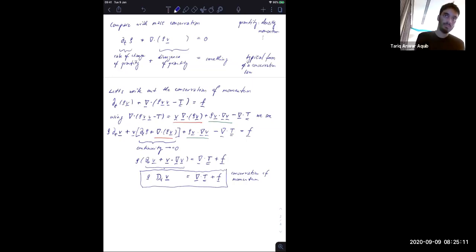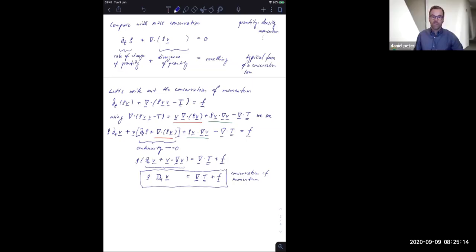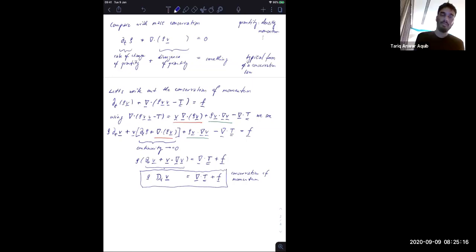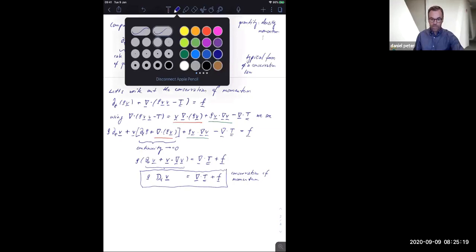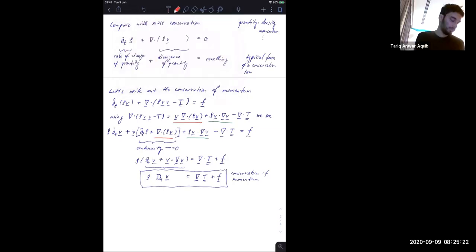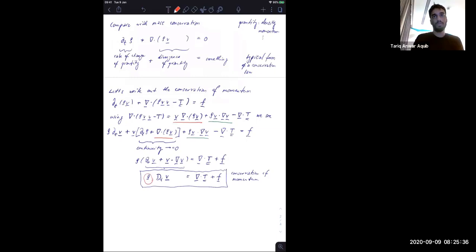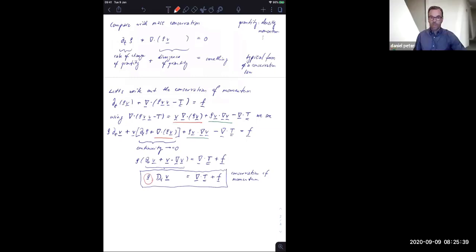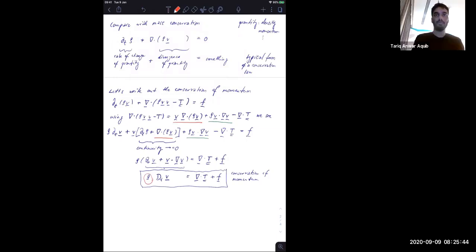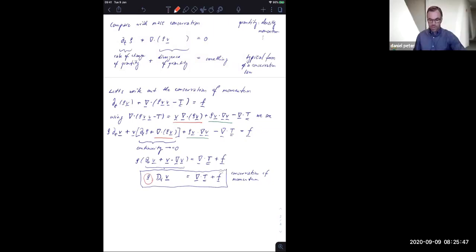Or which ones are the knowns? Let's start with the ones we can set. Density is known. So this thing here is known. This is V, the velocity, which is unknown. T, the stress, is unknown. The force we can set.